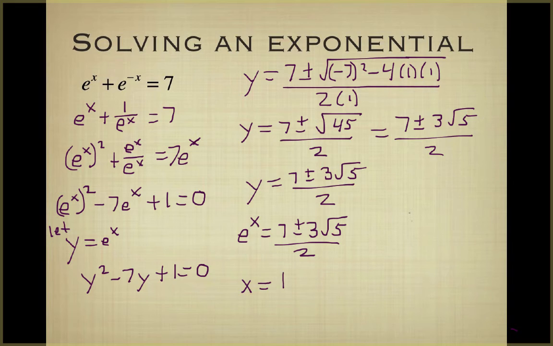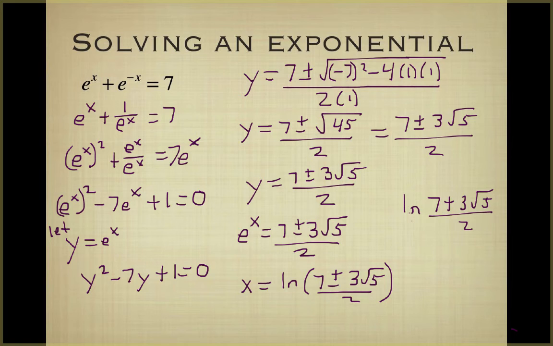This is going to equal ln of (7 plus or minus 3 square root of 5) over 2. We're going to plug this in our calculator. Make sure you plug it in twice. One you're going to plug in is ln of 7 plus, and make sure you use parentheses. Another one will be ln of 7 minus 3 square root of 5 over 2.